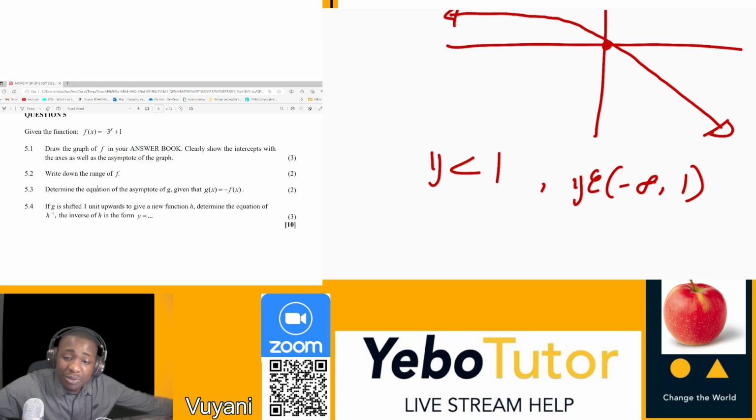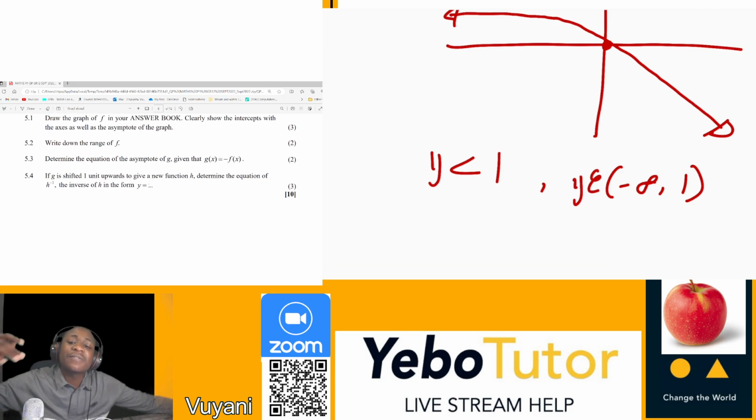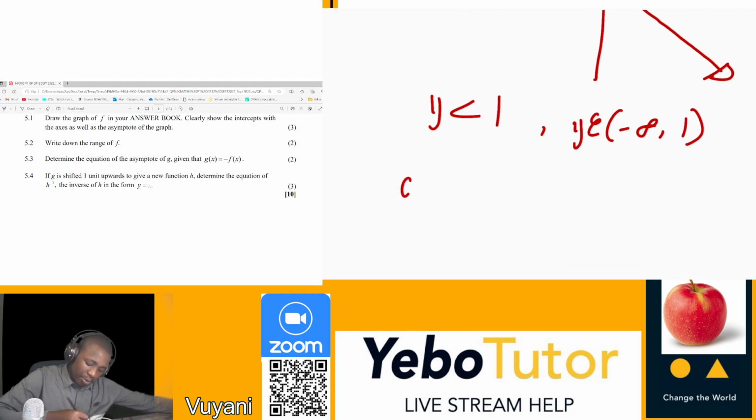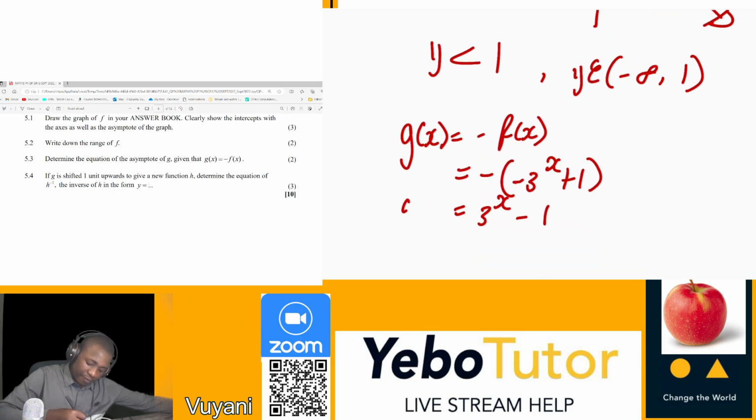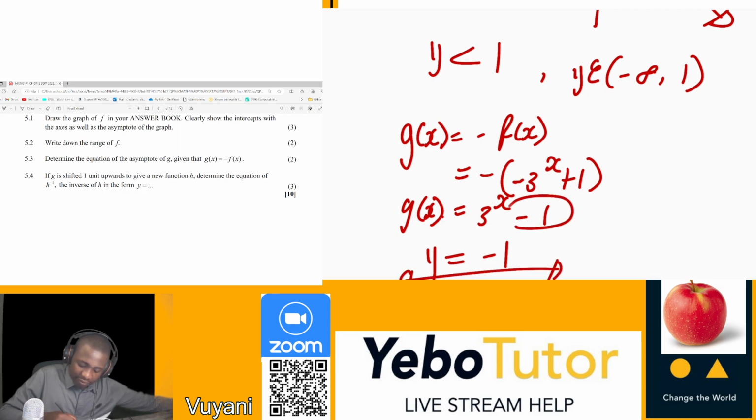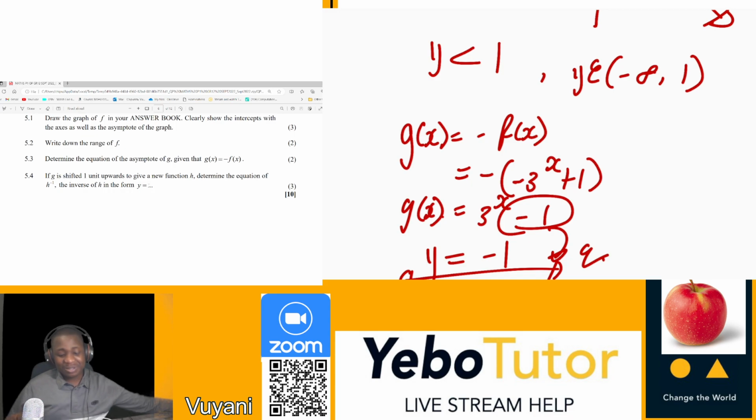Determine the equation of the asymptote of g, given that g of x is negative f of x. This is easy. Okay, so now we have given g of x, which is equal to negative f of x. So what was our f of x initial? It was negative 3 to the power x plus 1. Then this will be 3 to the power of x minus 1. So this is our new function g of x. Then they said write the equation of the asymptote, which means now our equation will be y equal to negative 1, because we look at the value of q. So our new horizontal asymptote is y equal to negative 1 there.